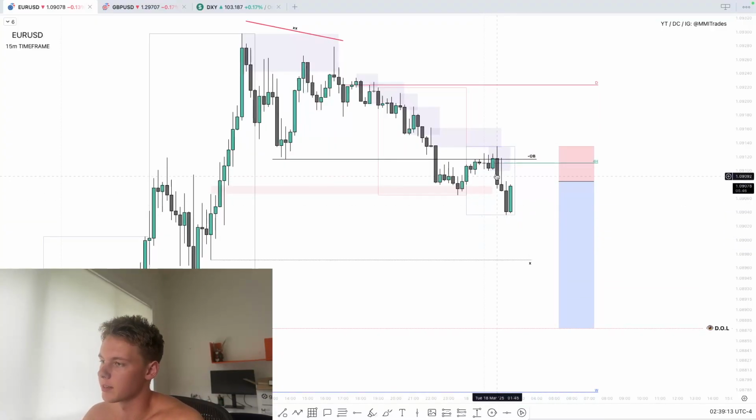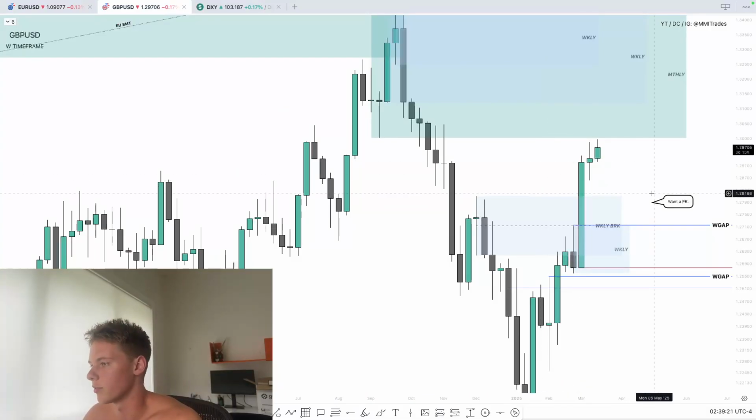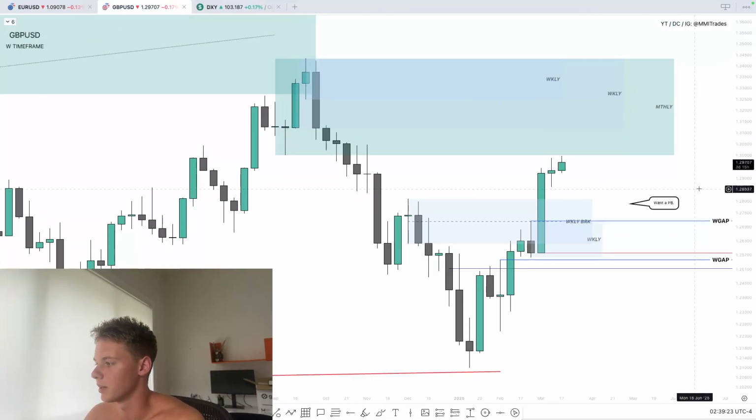If we want to see bullish momentum, obviously, as I've just explained, break above this high, and then we can take longs targeting all of these equal highs right up into here. So let's go over GBP/USD now. GBP/USD weekly time frame.